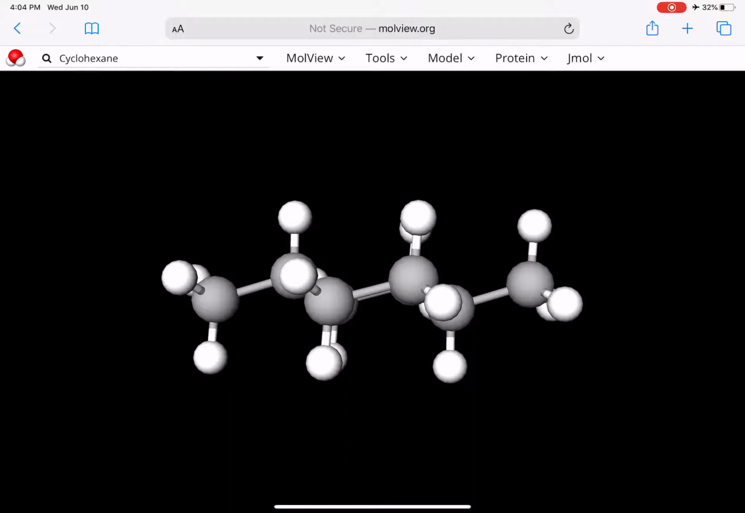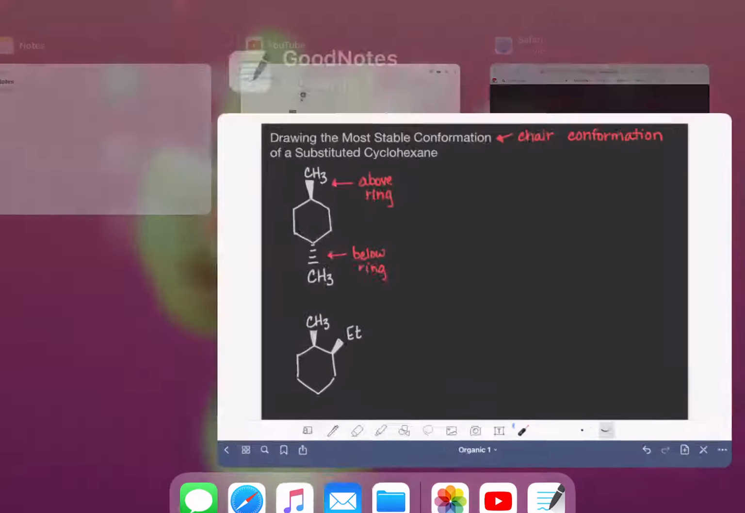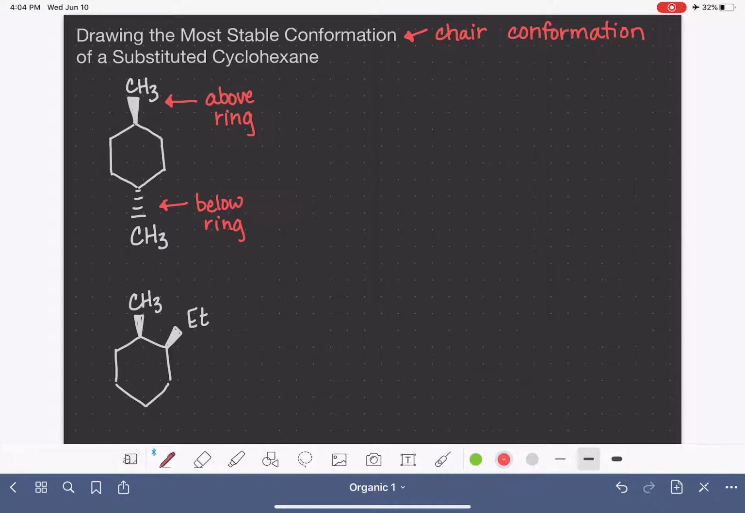So the wedge and the dash are indicating that one substituent is on an up bond and one substituent is on a down bond. So how are we going to draw that in terms of being able to represent the most stable conformation? So first of all, we already know that this means that we have to draw a chair conformation.